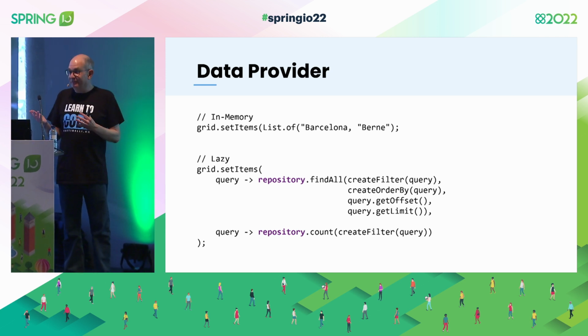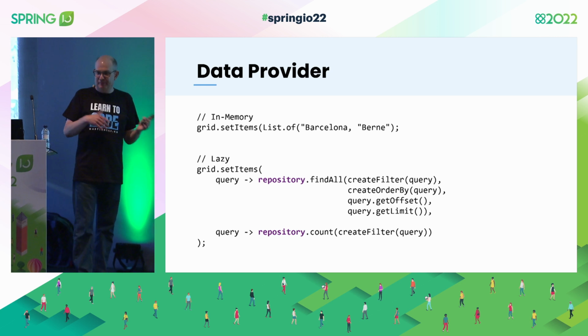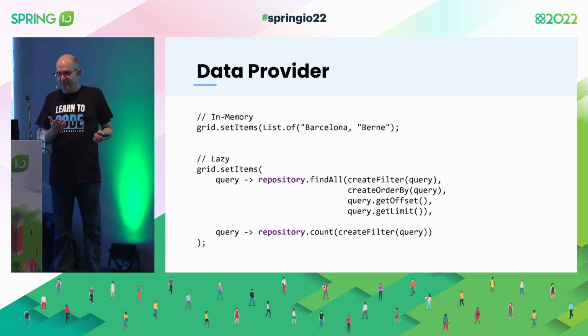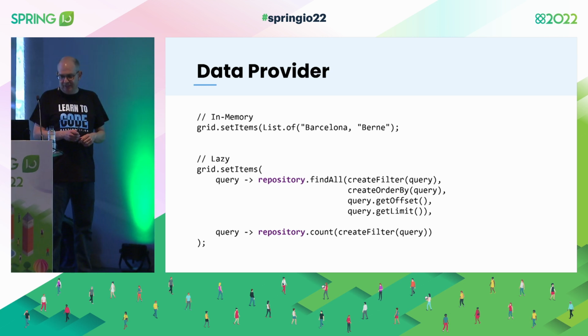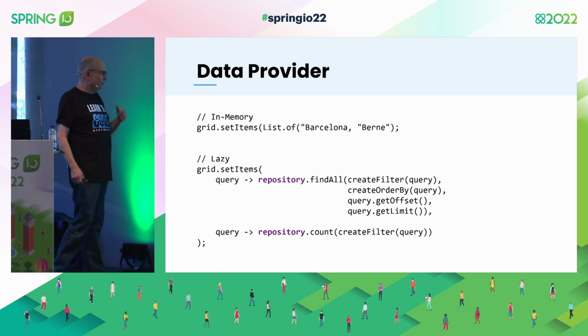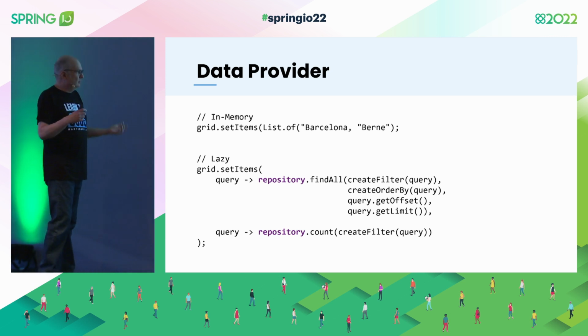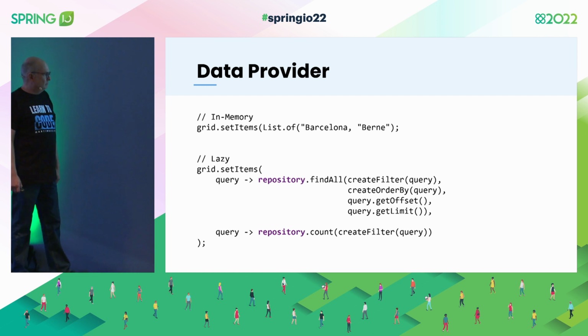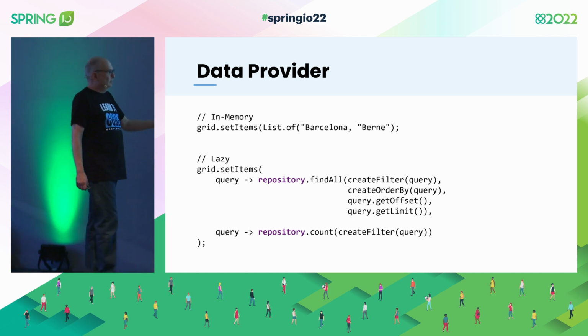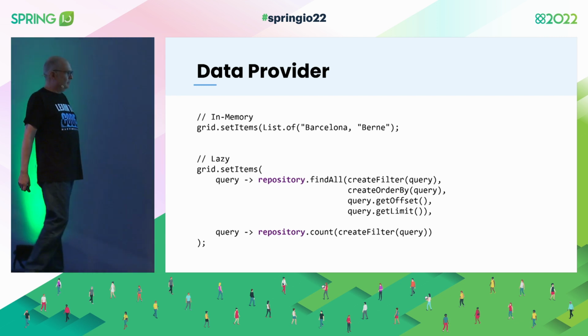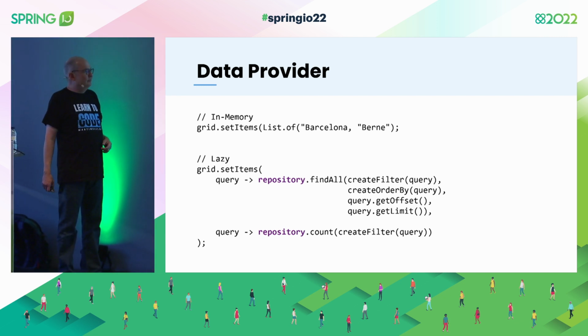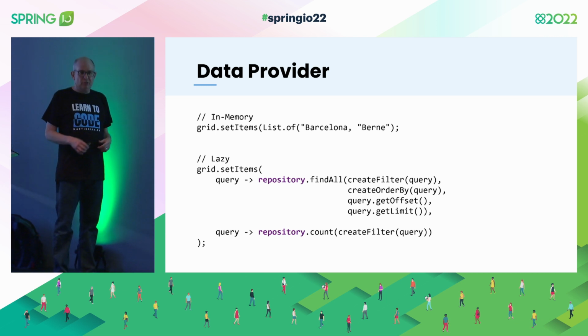But that's not something that we can use because we have tables with millions of records inside, so it wouldn't be a great idea to load all the data into memory. That's why there is a lazy data provider. And the lazy data provider comes in different flavors. Here's one that we most of the time use. Here we pass two lambdas. The first one is to fetch the data, and the second one is to count the data.